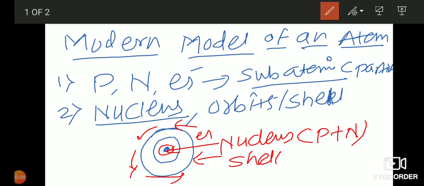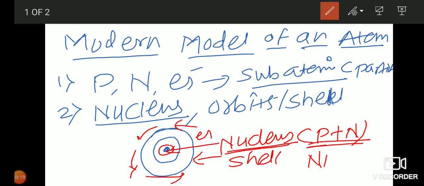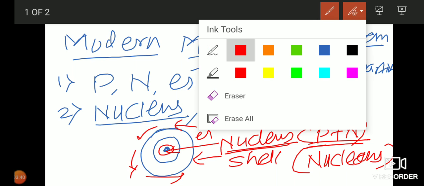After this students, we already discussed that in the nucleus protons and neutrons are present. These protons and neutrons are collectively known as nucleons. This point also we discussed, so you have to keep all these points in your mind. So protons and neutrons in the nucleus are collectively known as nucleons. Clear?